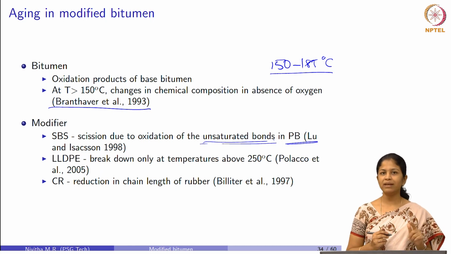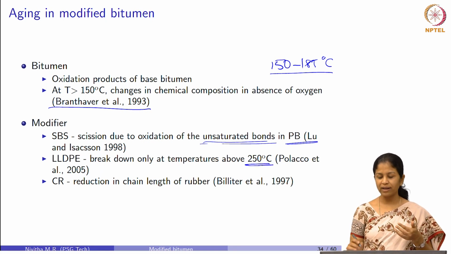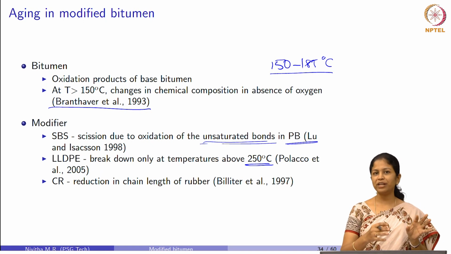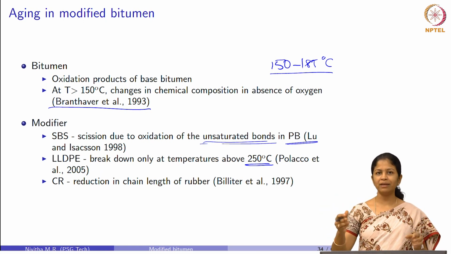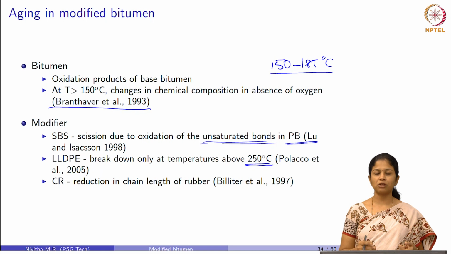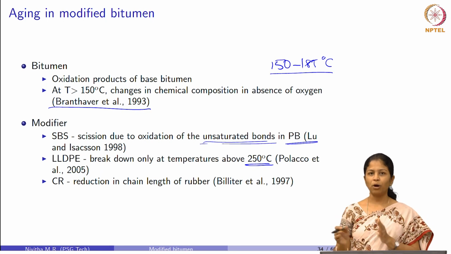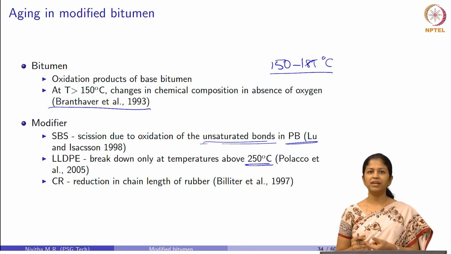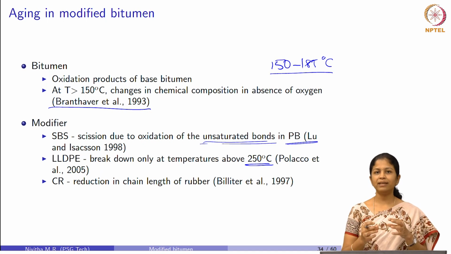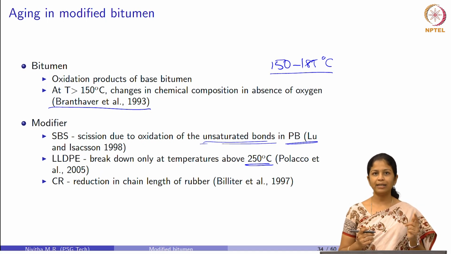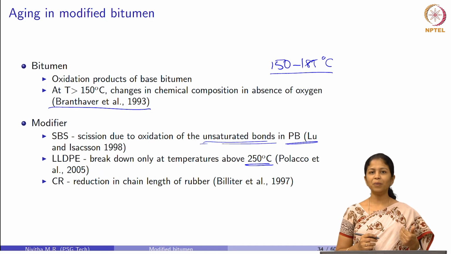In the case of linear low density polyethylene, people have shown that it breaks down only at temperatures above 250 degrees Celsius. Again, it varies for different types of polyethylene. This study specifically focused on linear low density polyethylene. Up to 250 degrees Celsius, they did not see any scission in the case of LLDPE. The third one is crumb rubber.